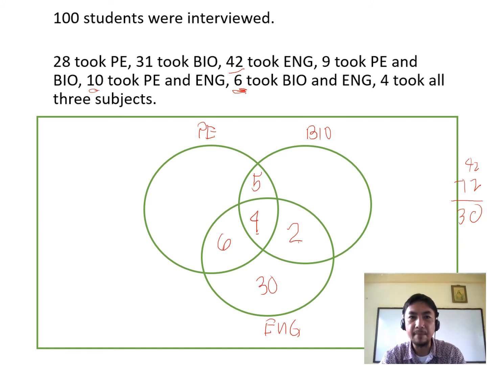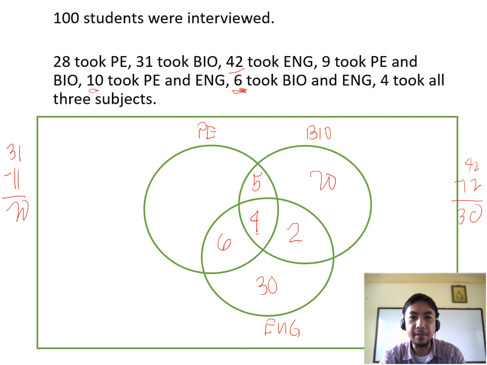Sunod, doon tayo sa 31, took biology. So, pag-usapan naman natin yung biology. Kaya lang, meron na tayong 5 plus 4 plus 2. That means 11 students who took biology. So, ilan na lang siya? So, what we're going to do is to subtract 31 minus 11. Saan galing ulit yung 11? That will be 5 plus 4 plus 2. So, it will give you 20. So, ilalagay po natin dito yung 20.